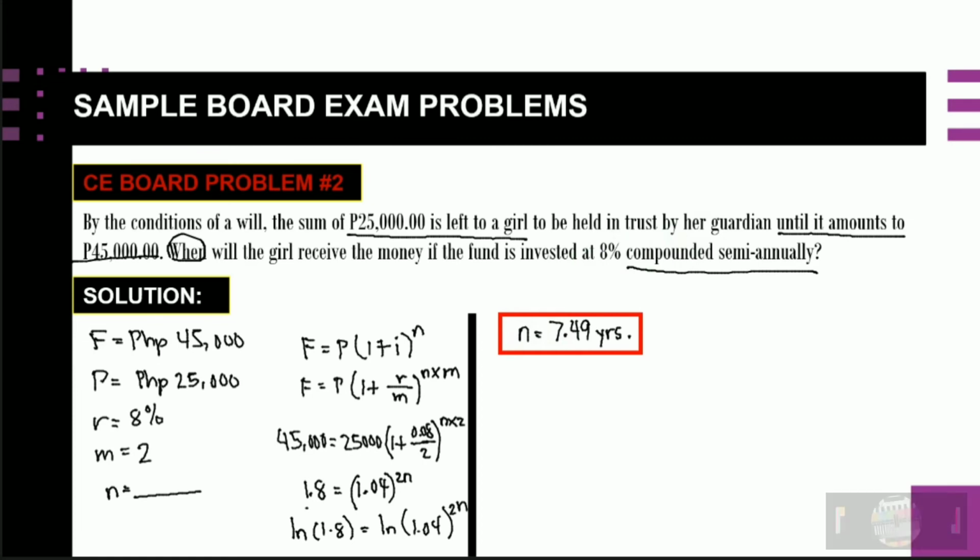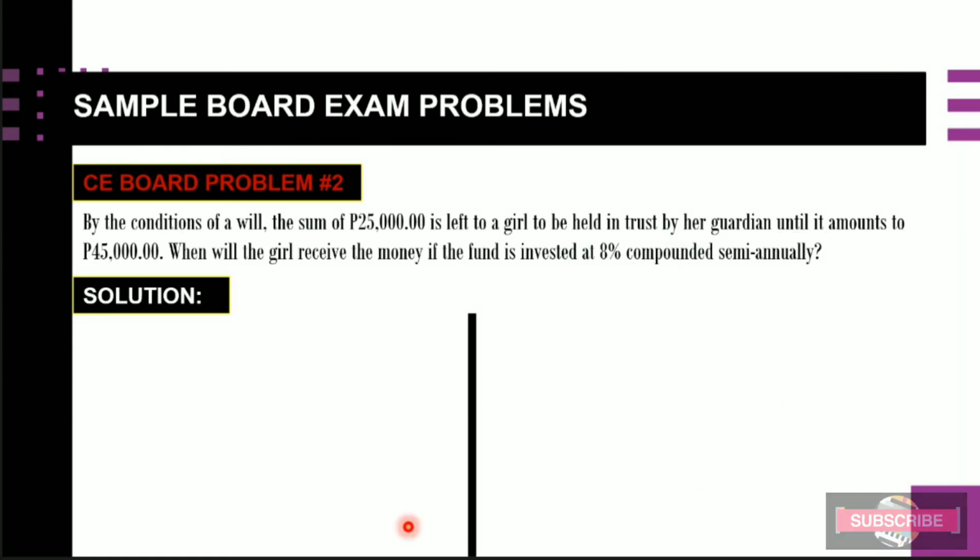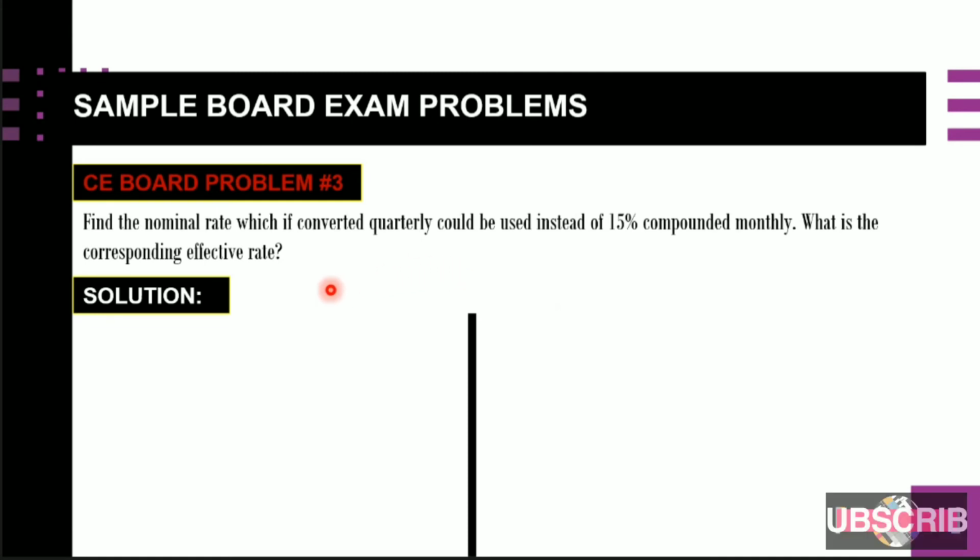So now we are going to proceed to our last sample problem, and this one deals with the effective rate of interest. So number 3 is: find the nominal rate, which if converted quarterly could be used instead of 15% compounded monthly. And then what is the corresponding effective rate? So this time we are going to use the second type of rate of interest, which is the effective rate of interest. And based on our given, we are going to find the nominal rate. Take note, the nominal rate.